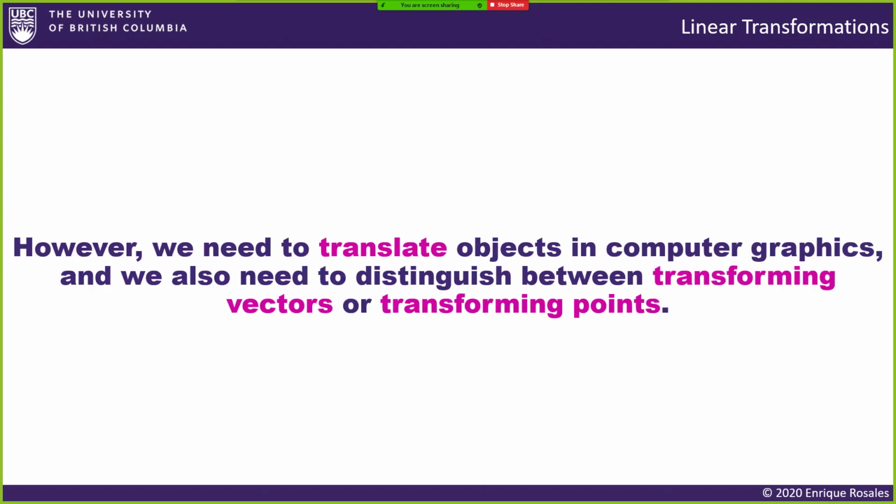However, we need to translate objects in computer graphics, right? And we need to move and rotate things around, right? And we also need to distinguish between transforming vectors and transforming points. We already talked a little bit about the conceptual difference between points and vectors, that they are constructed by the same elements, but they are different things, right? So we need something more powerful. We need something nice, elegant, and compact, a version of these transformation matrices that allows us to actually perform translations, and that we could also use with vectors or points, right?